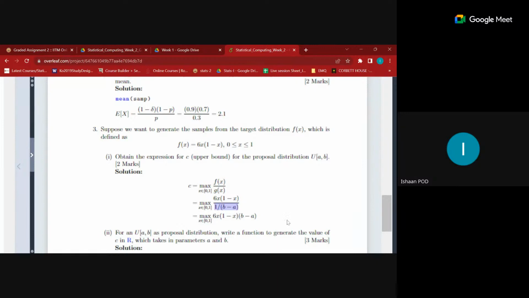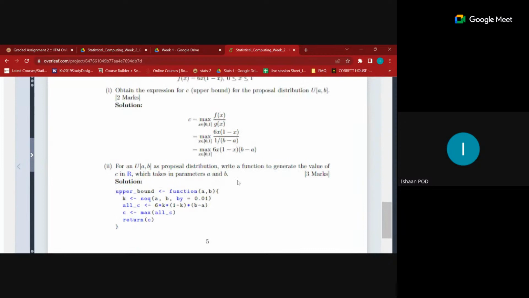Okay. So I have to calculate a maximum value. Yeah, you need to find the maximum value of x in the range 0 to 1, right? That is the range for your target distribution anyway. And then you can generate a lot of values in between 0 and 1, compute the values of C for all those values of x, and then find the maximum value of C.